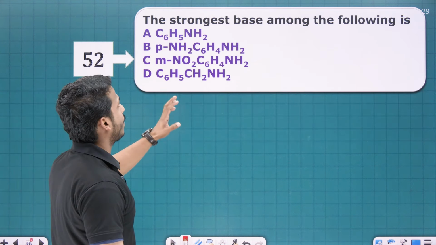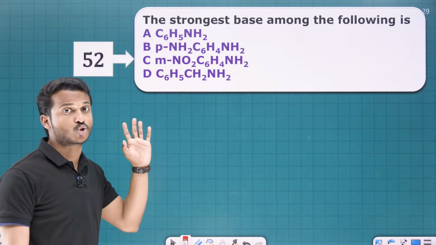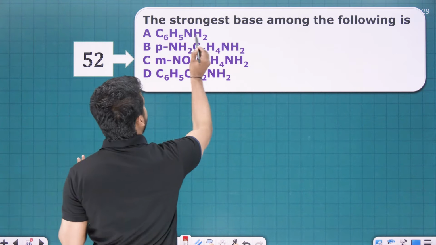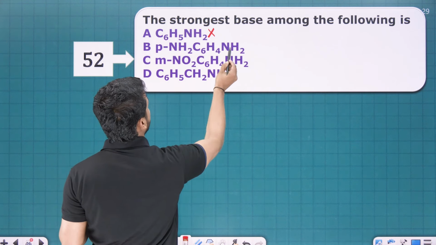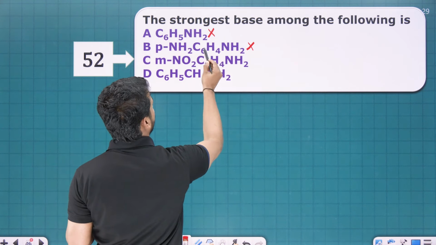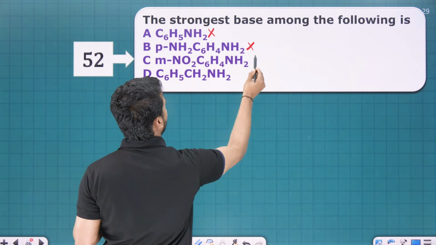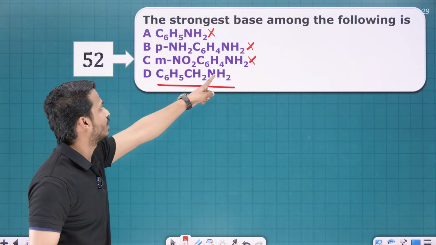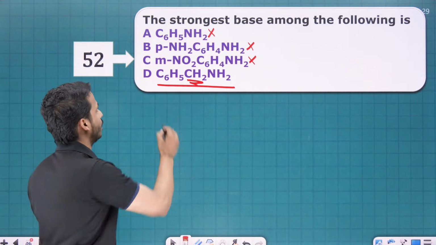Question number 52. The strongest base among the following, which is the strongest base? Check whether any aliphatic is there or not. This is aromatic, cut it. This is also aromatic, because it is connected to the benzene ring. This is also aromatic, connected to the benzene ring. This is aliphatic, because nitrogen is connected to an alkane chain.